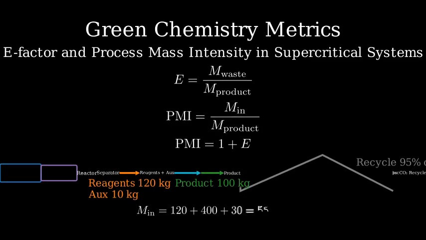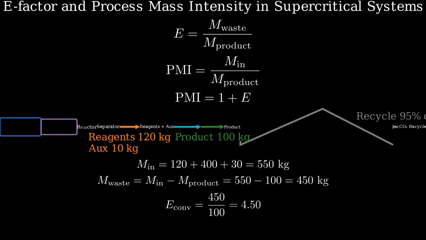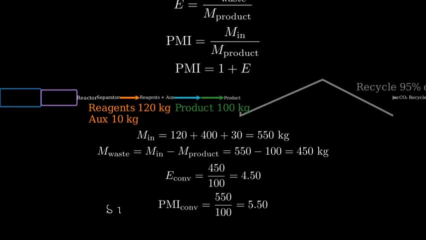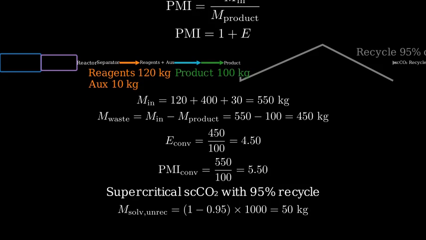Now, a clean numerical example. We will compare a conventional batch with organic solvent to a supercritical CO2 process. Assume product mass is 100 kilograms in both cases. Conventional case, reagents 120 kilograms, solvent 400 kilograms, auxiliaries 30 kilograms. Total input equals 550. Waste equals input minus product equals 450. So E equals 4.5 and PMI equals 5.5.